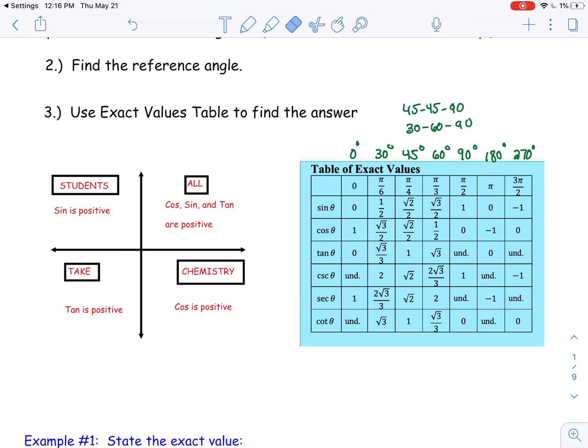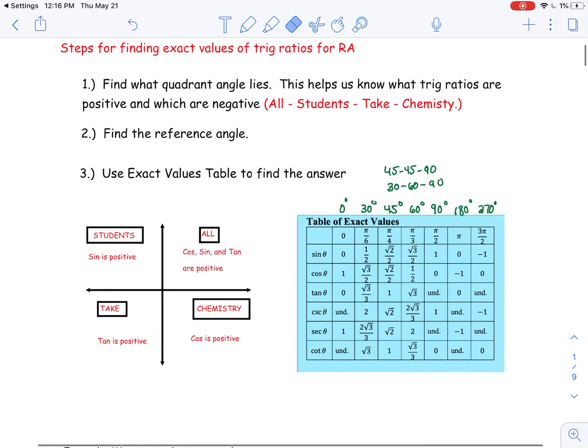The other thing that we want to keep in mind, there's things that we have to decide. When I give you an angle and you need to find the exact value, the first thing you want to do is find out what quadrant the angle lies in. This helps us know what trig ratios are positive and negative. So in the first quadrant, all sine, cosine, tangent are positive. In the second quadrant, only sine is positive. In the third quadrant, only tan is positive. And in the fourth quadrant, only cosine is positive.